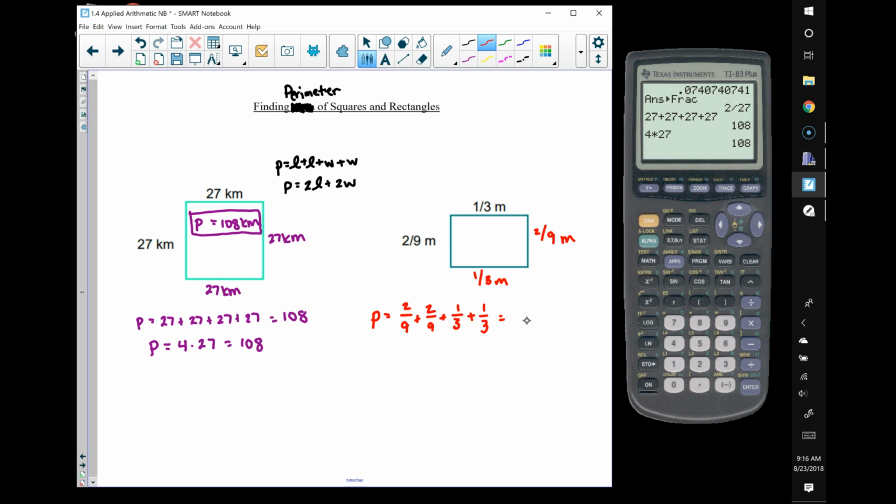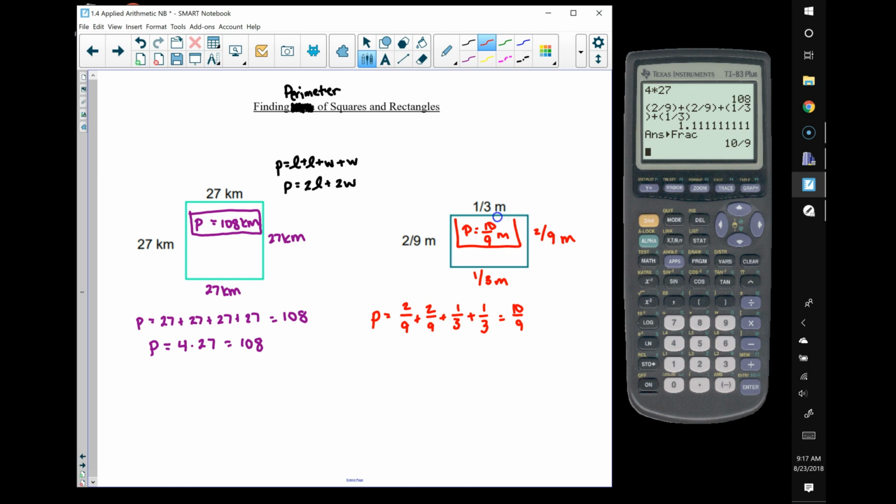Now, the calculator will do this. It's going to take a lot of button pressing. I'm going to show you. You've got to put parentheses around each fraction. 2 divided by 9 parentheses plus 2 divided by 9 parentheses plus 1 divided by 3 parentheses plus 1 divided by 3 close parentheses. Oops, I didn't put the 3 in there. You'll hit enter, you'll turn it into a fraction, and you're going to get 10/9. Okay, it's a lot of button pressing. I'd rather do the calculator than by hand, but it's still a lot. So you end up getting that the perimeter is 10/9 meter.